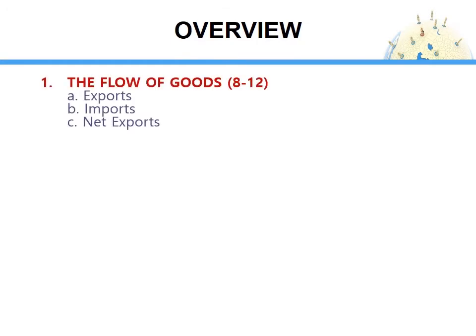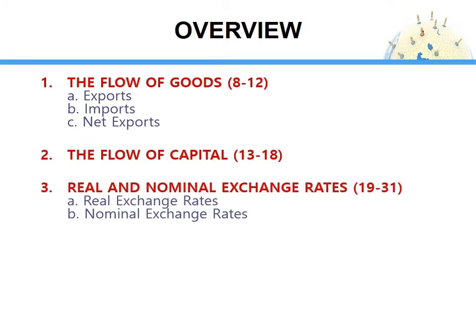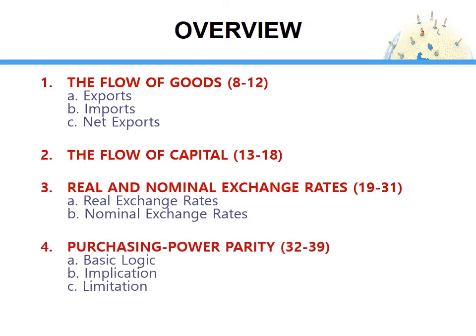Overview. In this discussion, there will be 5 sections. First, the flow of goods consists of exports, imports, and net exports. Second, the flow of capital. Third, real and nominal exchange rates consists of real exchange rates and nominal exchange rates. Fourth, purchasing power parity consists of basic logic, implication, and limitation. The last is summary.